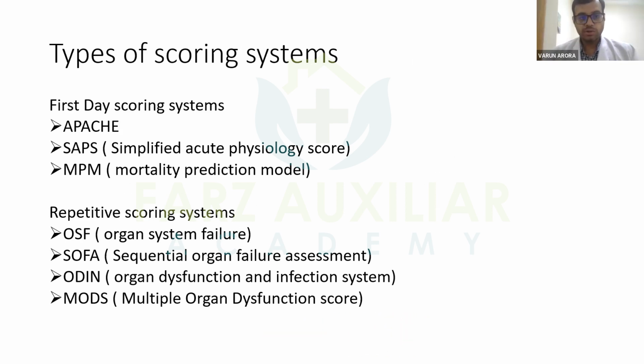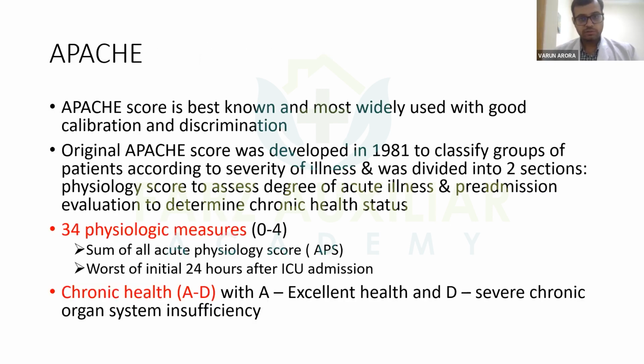The first day scoring systems include APACHE score, SAPS score, and MPM, that is the Mortality Prediction Model. The repetitive scoring systems, which we can use repeatedly in patients when they are admitted in our ICU, include the organ system failure, the SOFA score, the LODS score, and the Multiple Organ Dysfunction Score. So let's first see the APACHE score. It is the best known and most widely used, with good calibration and discrimination.